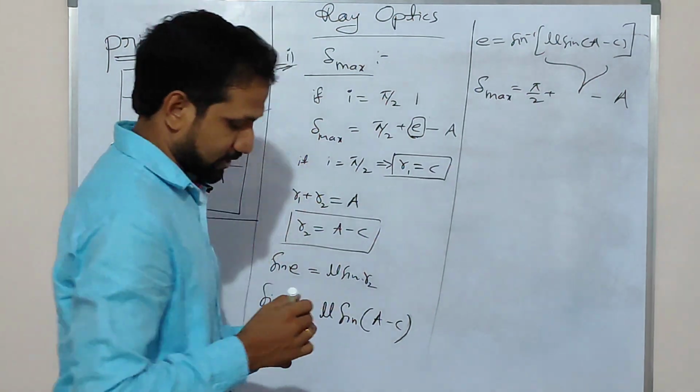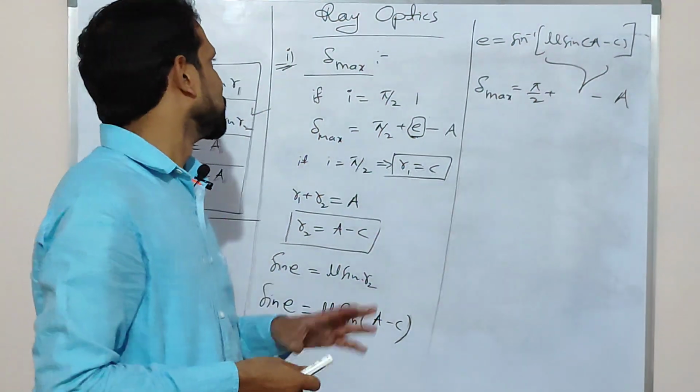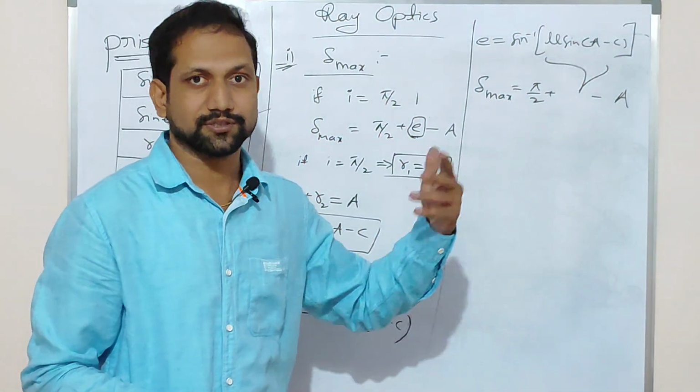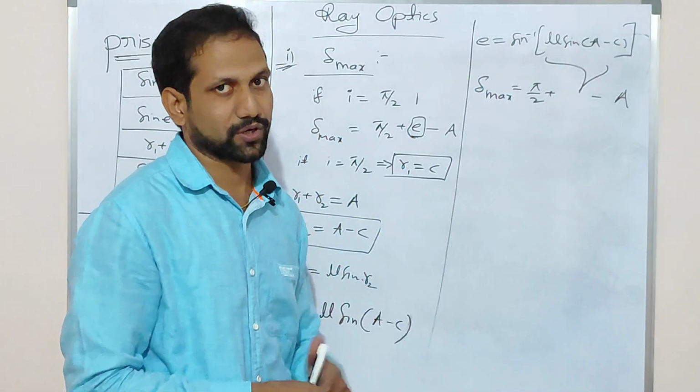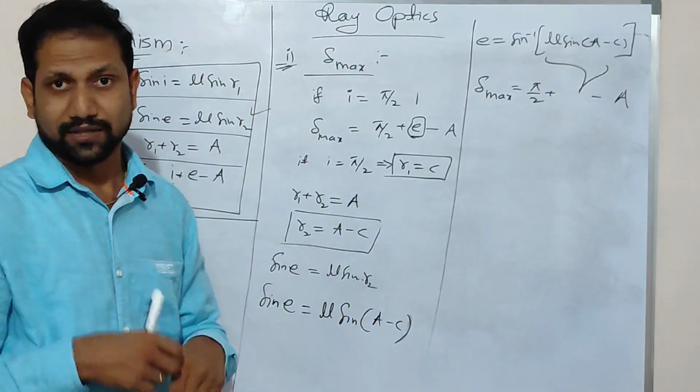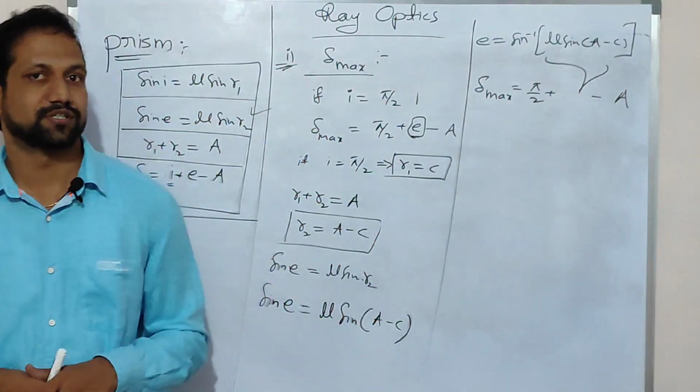This is case 1. Case 2 also will be there, that is minimum deviation. Case 3 will be total internal reflection, and then the next case will be no emergence. And then silvering one phase. There will be many cases, many possibilities in the prism.